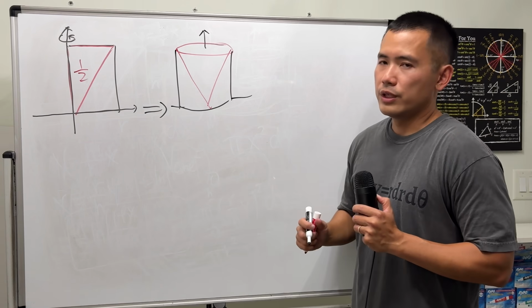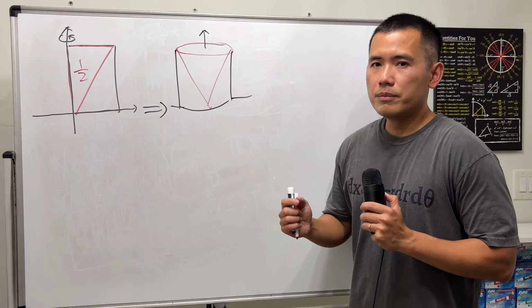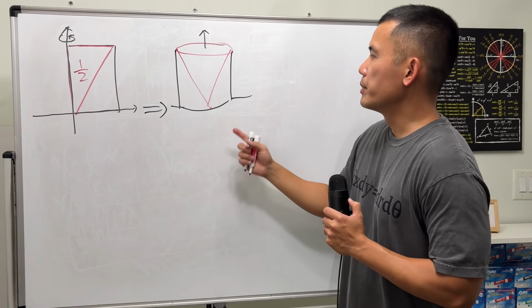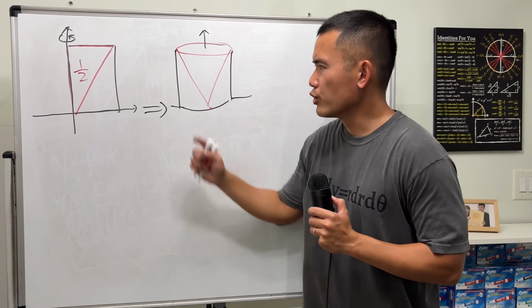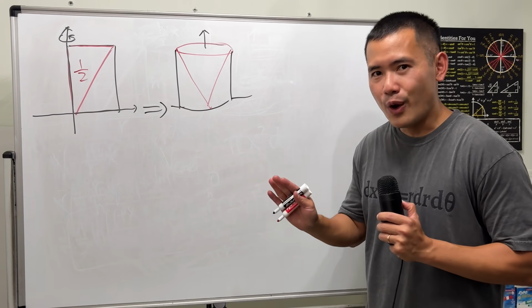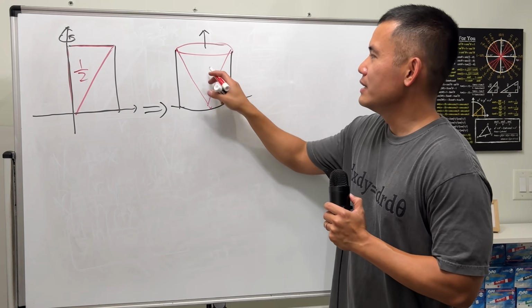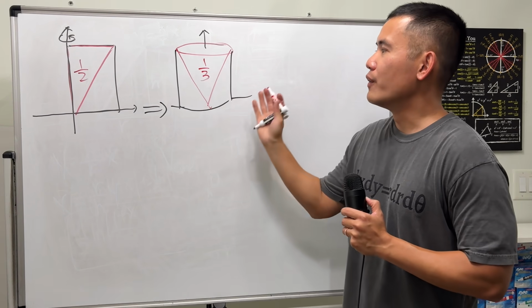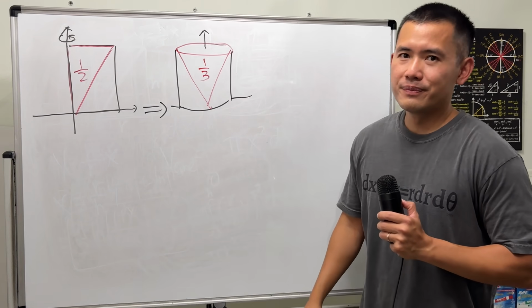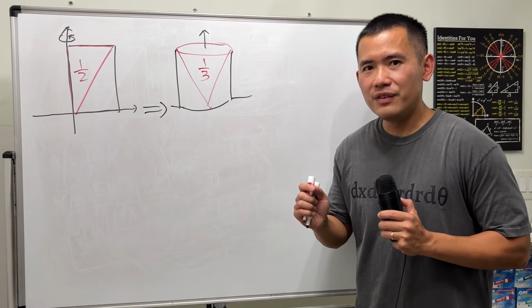Now, question for you guys. In terms of the volume, how big is the cone compared to the cylinder? Is it still going to be 1/2? No, in fact, not anymore. The truth is, this cone is actually just 1/3 of the cylinder. Well, of course, seeing is believing, so let me show you. All right, check this out.